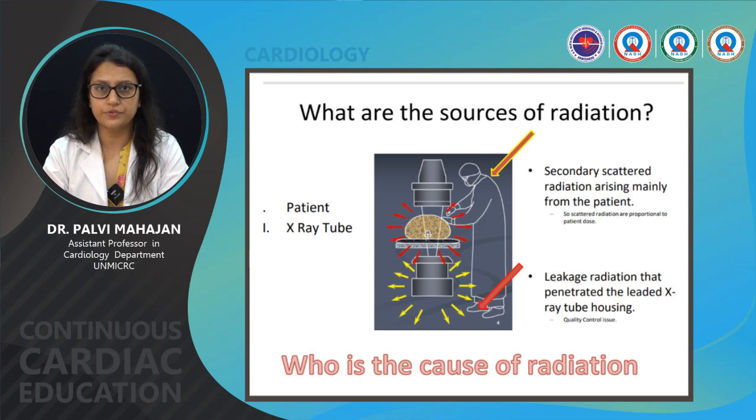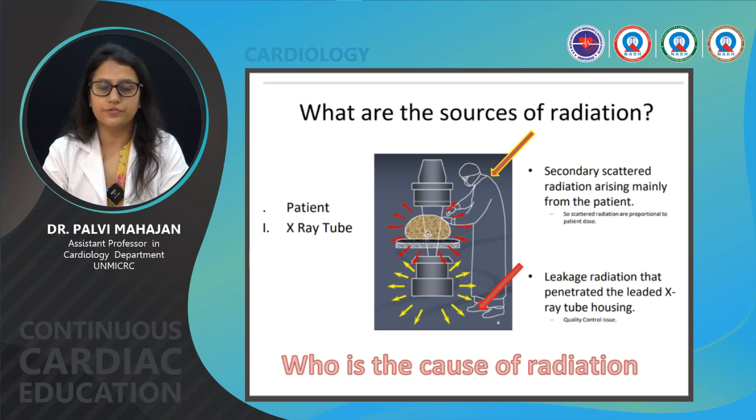What are the sources of radiation? Patient, X-ray tube, and secondary radiation in the form of scattered radiation arising from the patient. So scattered radiation is proportional to the patient dose. Another is the leakage radiation that penetrated the leaded X-ray tube housing.